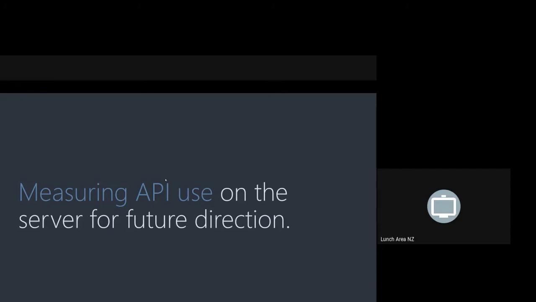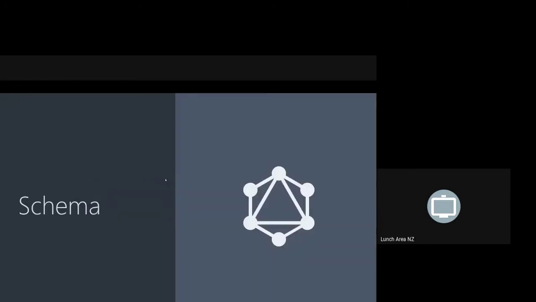So you can actually measure on a field by field basis who's using what fields, who's using what parts of your API, right down to that field level as opposed to just the request level. Cool? Makes sense? Sweet.